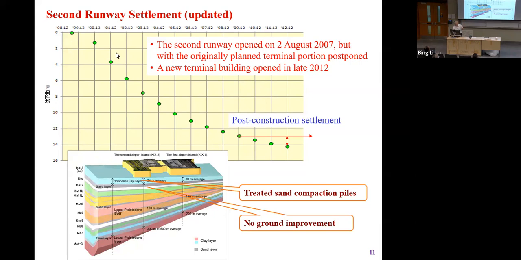You see, they waited a longer time, then the runway opened here. The post sediment is smaller. This is because they improved the soils better and also applied the surcharge for a longer duration, so the post-construction sediment is smaller, but it's still a few meters. But it's better than the first runway.